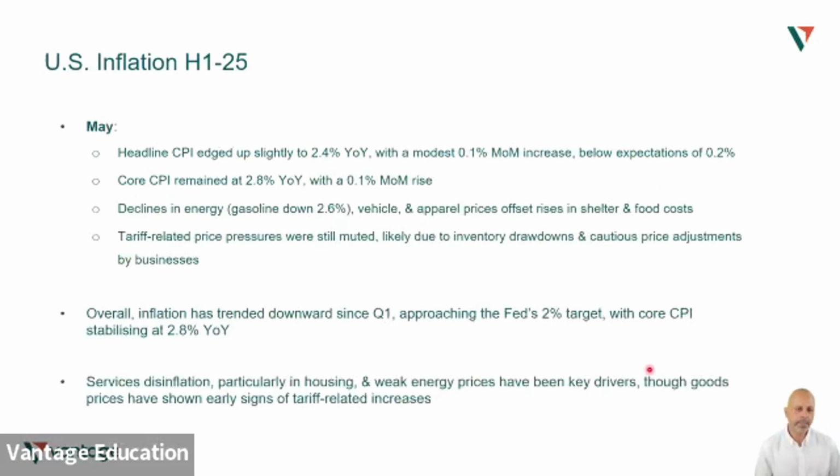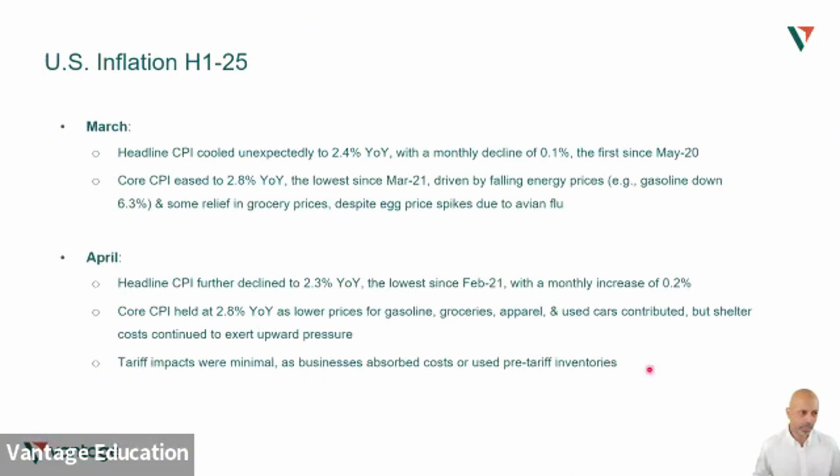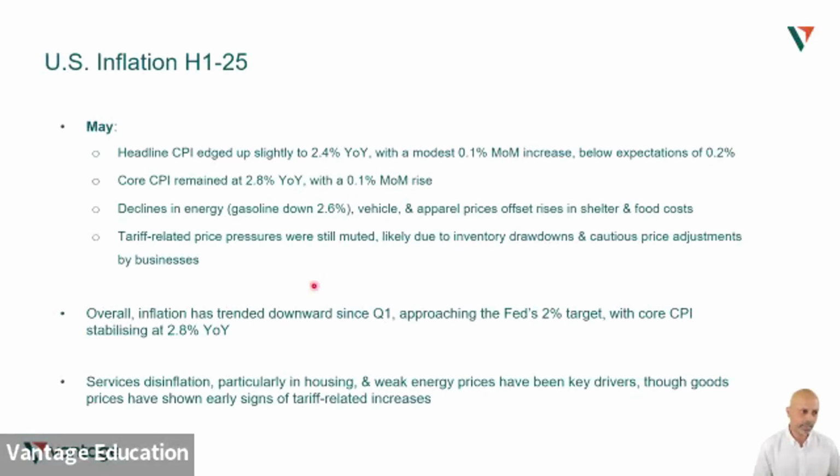In May, headline CPI accelerated slightly after moderating to 2.3% in April, to 2.4% year over year in May, with a modest monthly gain of 0.1%. However, this was well below the expectations of 0.2%. Core CPI continued to remain unchanged at 2.8%, and we saw a continued decline in energy prices, with gasoline down 2.6%, as well as cheaper prices for vehicles and apparel, which offset rises in shelter and food costs. So shelter and food costs continue to remain elevated.